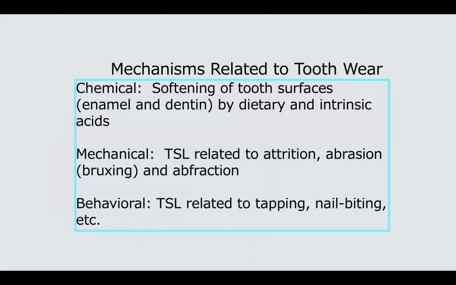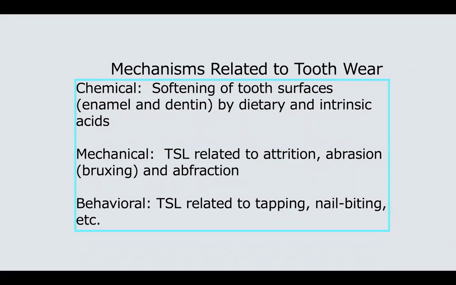So what causes all this excessive wear? There's a chemical, a mechanical, and a behavioral component. The chemical is the softening of these tooth surfaces by dietary and intrinsic acids. Acid comes into the system, and then when we do start clenching and grinding our teeth, the effect is 27 times greater than if we did not have acid in the system.